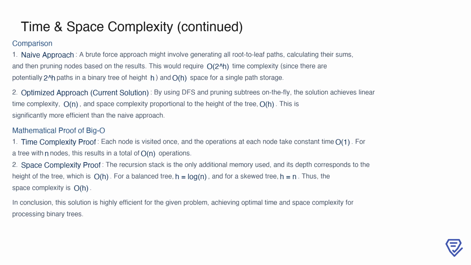The efficiency of this method is evident when you consider the mathematical proof. Each node is visited exactly once, resulting in O(n) operations, and the recursion stack depth corresponds to the tree height, yielding O(h) space complexity. Whether the tree is balanced or skewed, this solution provides an optimal balance of time and space efficiency for processing binary trees.